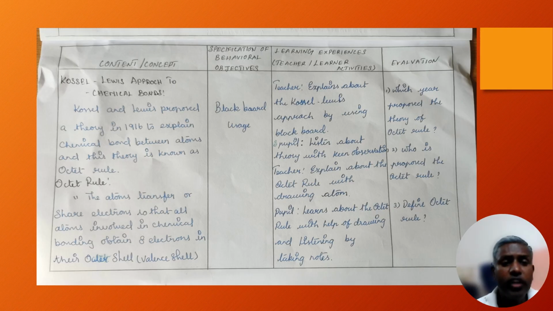And continuing from that, he has mentioned different titles. For example, here, Lewis' approach to chemical bonds, then the octet rule. He used to mention the crisp idea about the chemical bond and octet rule, and in the specification part, the teacher can make use of the blackboard to explain it, and what all the learning experiences are is mentioned here.